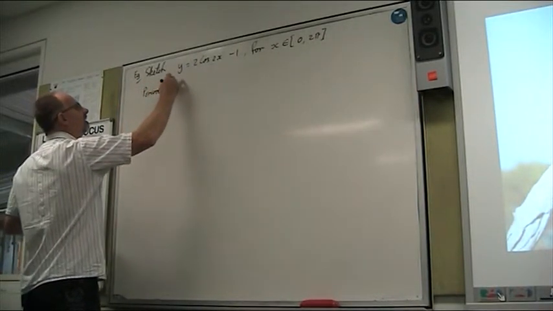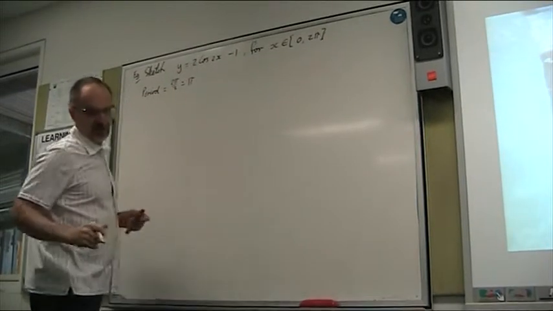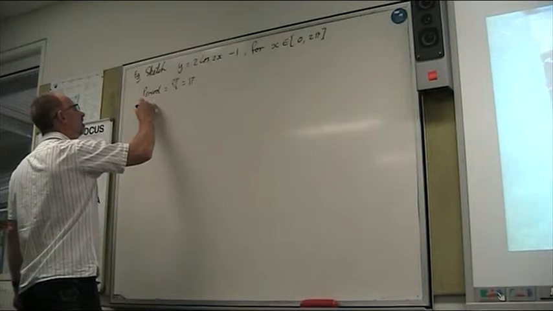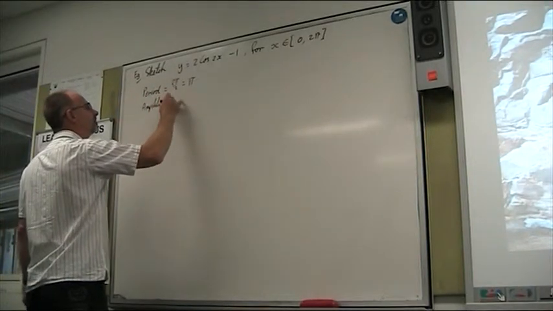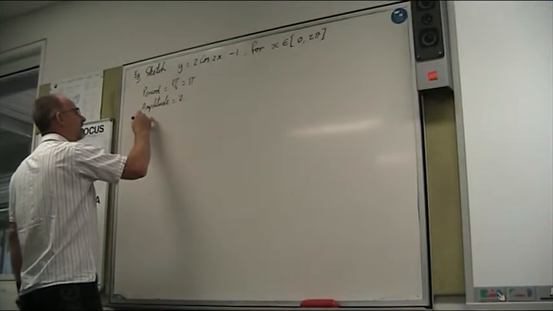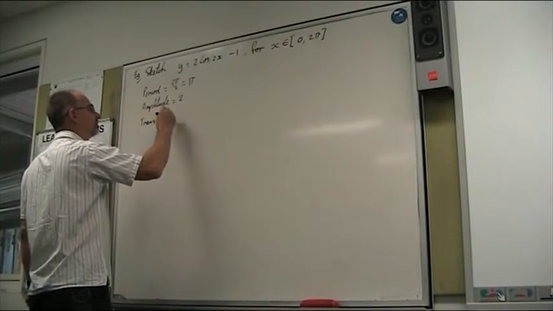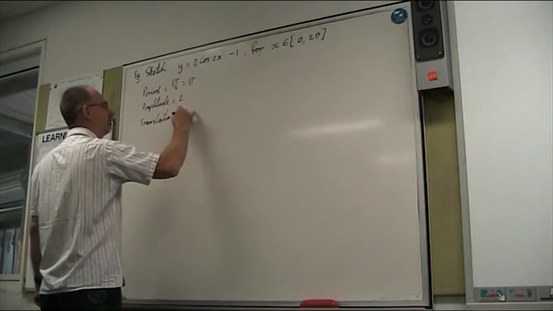Alright, what's our period? Pi. Yep. What's our amplitude? Yep. And we've got a translation, which way? Alright, down 1.